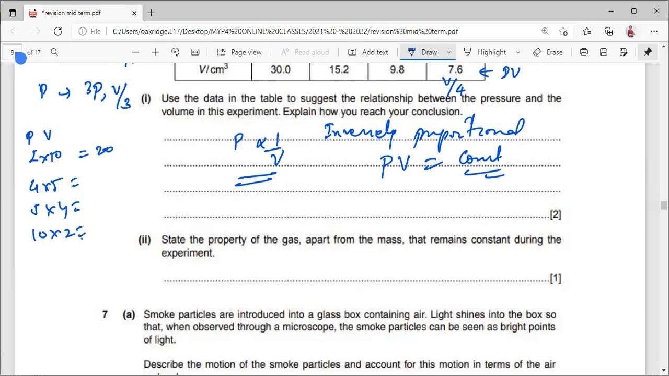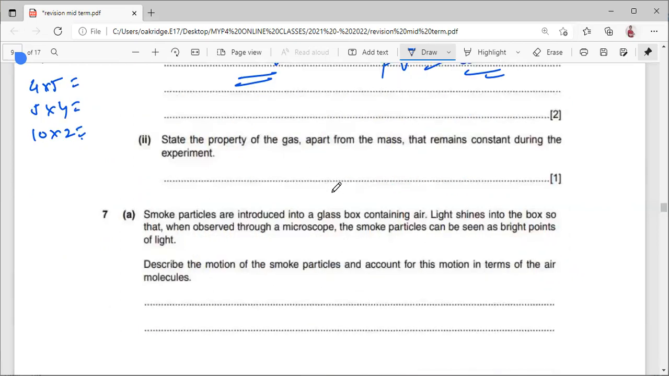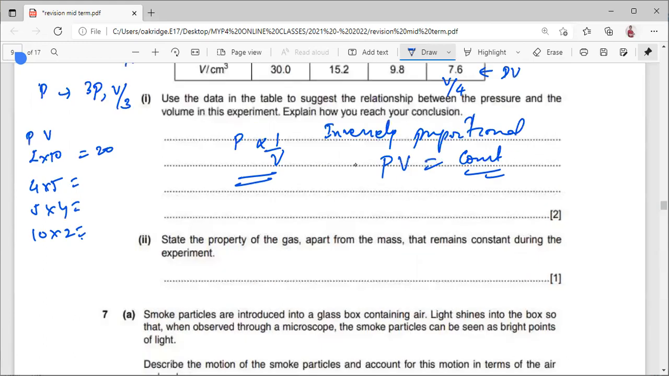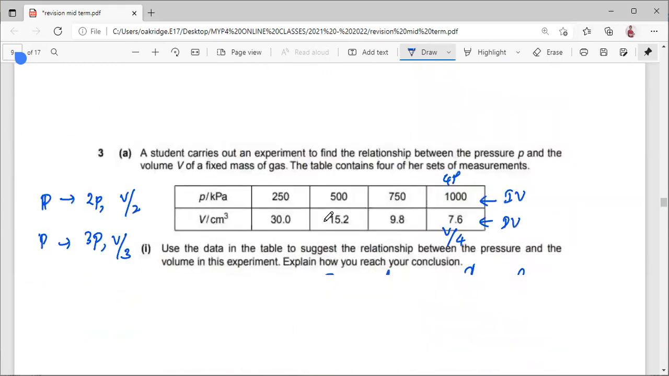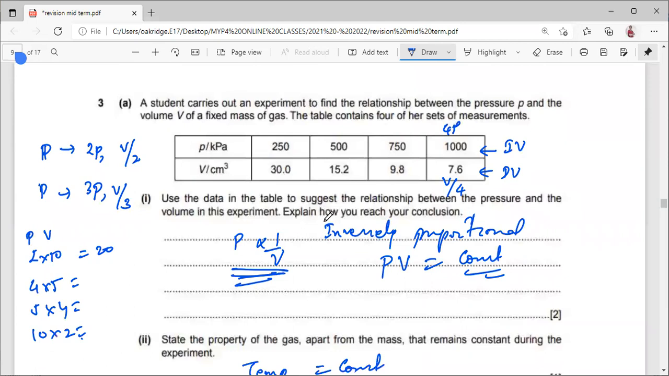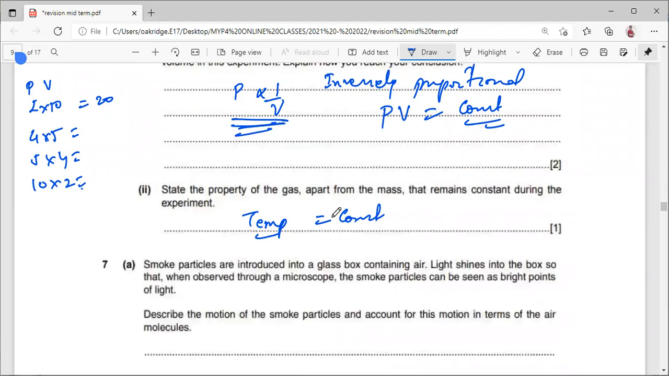Now state the property of the gas, apart from the mass, that remains constant during the experiment. Very easy question. See, when is this rule applicable? The rule is applicable when temperature is a constant, because this is nothing but your Boyle's law, right? And this has already been given as a clue here. So that's what you understand from here.